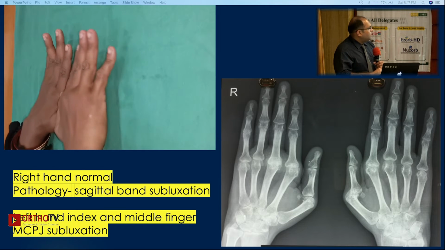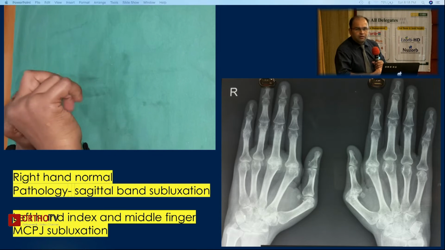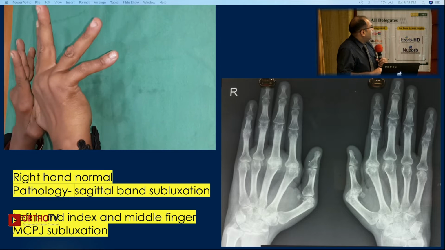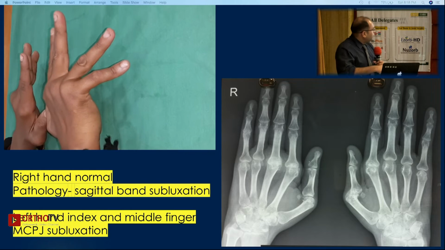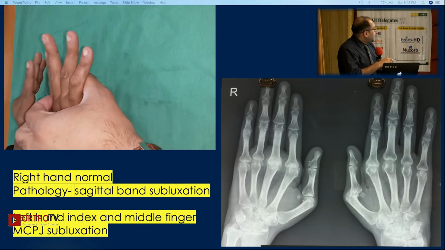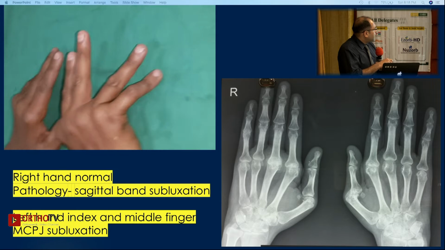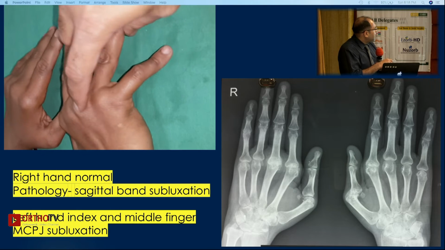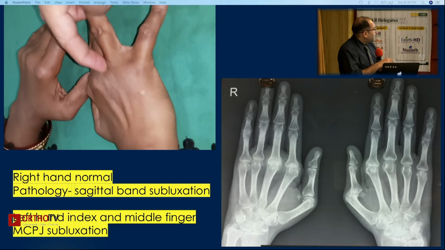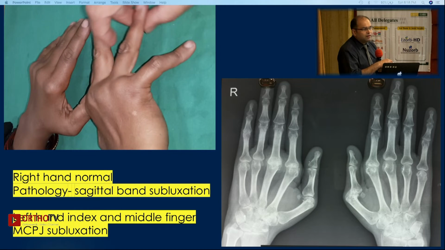Clinical example: this patient has a deficit in extension of the ring and little finger. If you carefully see what I am doing, I am passively extending the finger, and what is happening here is the extensor digitorum communis is getting subluxated into the ulnar band. So there is a sagittal band subluxation.